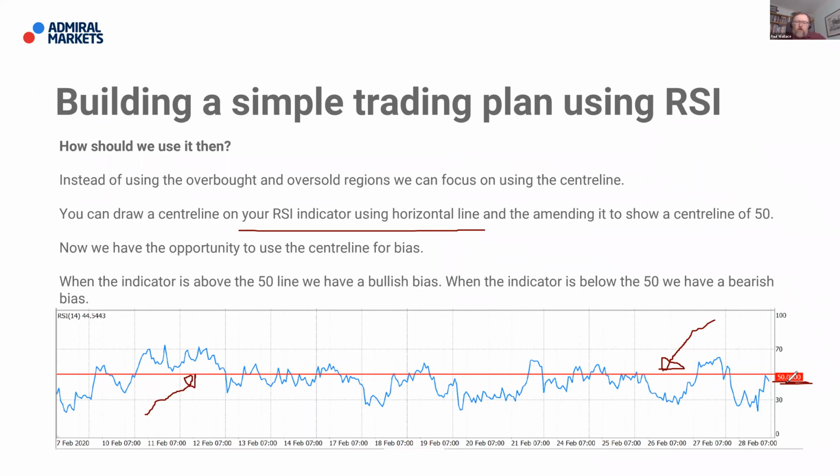In the first phase, when the indicator is above the 50 line, we have a bullish bias. We'll be looking for bullish opportunities to buy. And when the indicator is below the 50, then we would have a bearish bias. Then we would be looking for sells. So you just draw on a center line there at 50, and when it's above 50, we're looking to be bullish. When it's below 50, we'd be looking to have a bearish, a selling bias. That's phase one. Hopefully that's nice and clear.